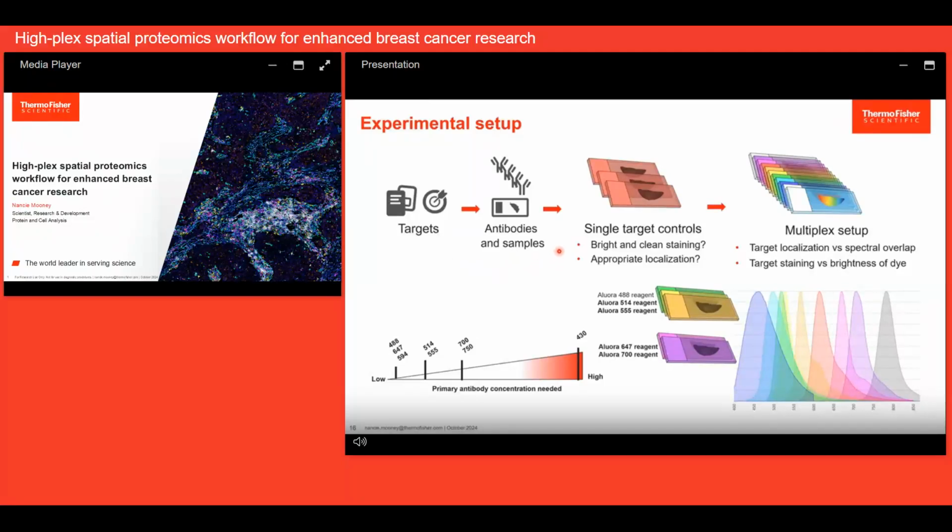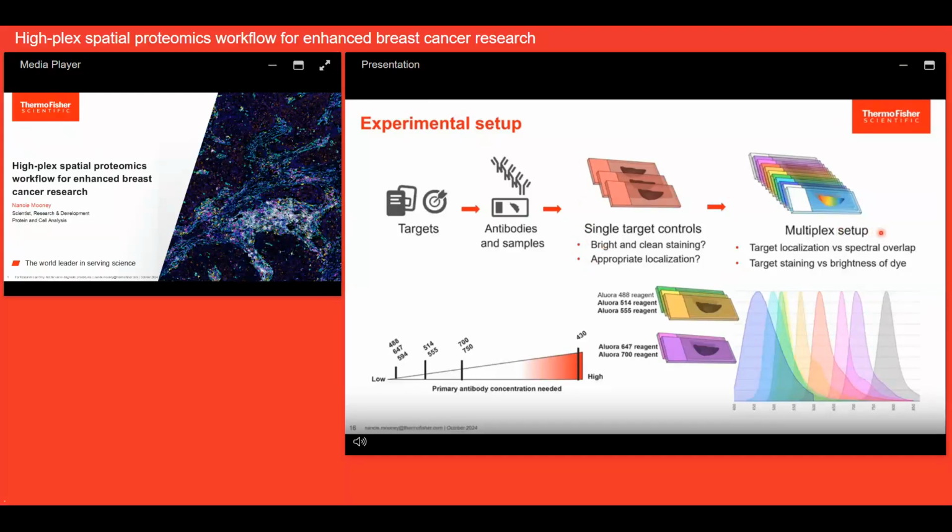Once you've got your antibodies and your samples, the next thing you want to do is create single target controls of each of your antibodies. This is to optimize your primary antibody staining. This is really important when it comes to unmixing, because if you have clean primary antibody staining for each of your targets, it makes the data analysis and unmixing of your multiplex much, much easier. Optimizing in this step is the best way to end up with good data at the end of the day. So for the single target controls, you're looking for bright, clean staining with no nonspecific staining, and of course, appropriate localization. Once you've optimized in this step, you can then create your multiplex.